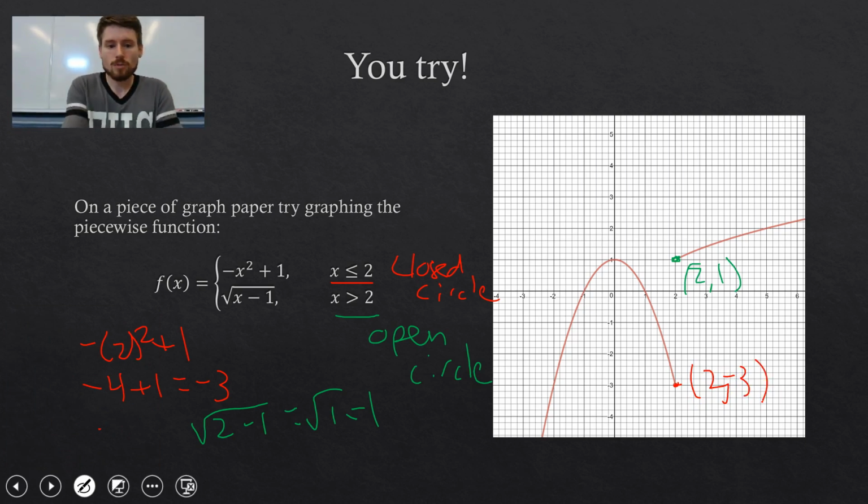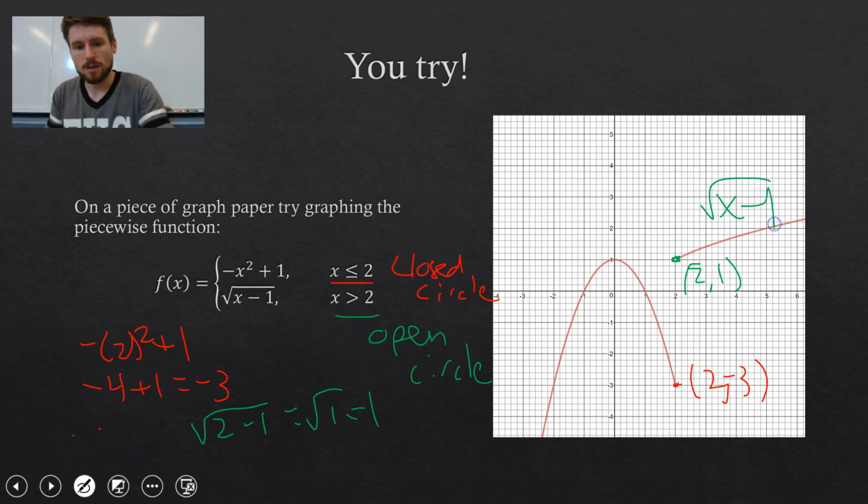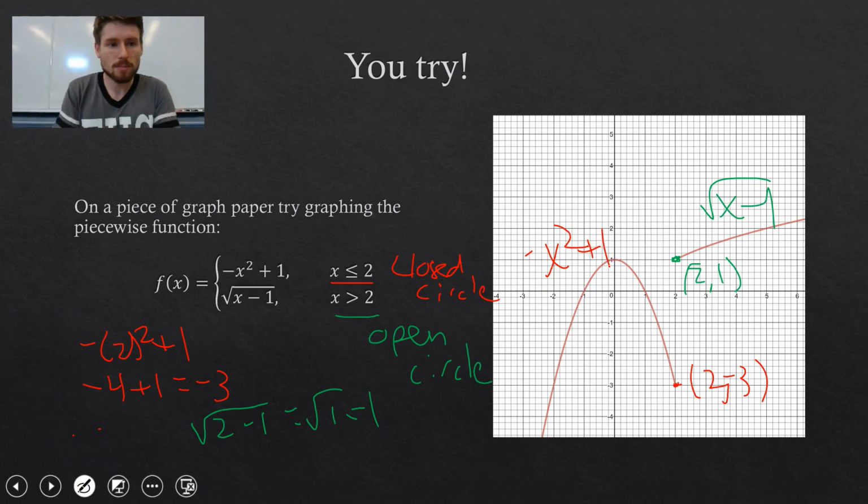And then you just graph negative x squared plus 1 to the left, and you graph root x minus 1 to the right. So we've got root x minus 1 over here, and we've got negative x squared plus 1 over here. And again, if you're having trouble finding points to plot, you just plug those numbers in and evaluate. You evaluate the function at different x's.